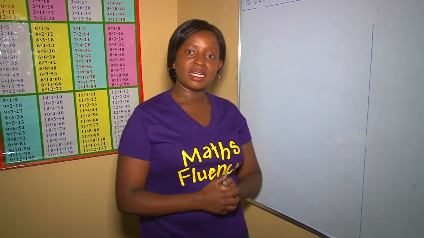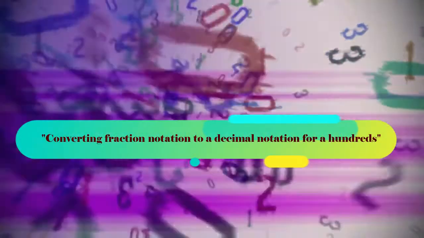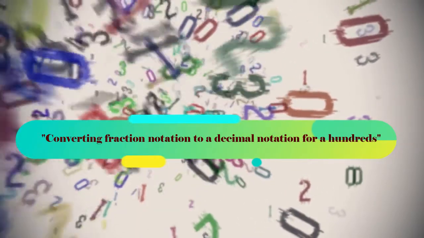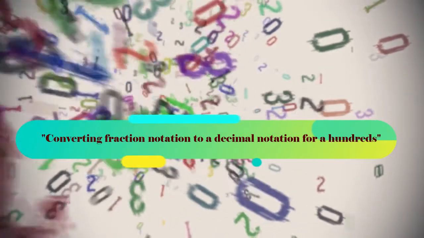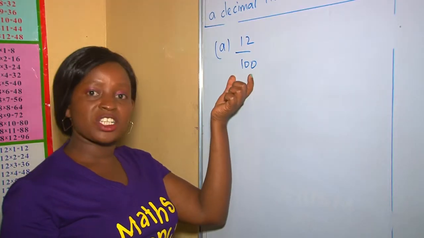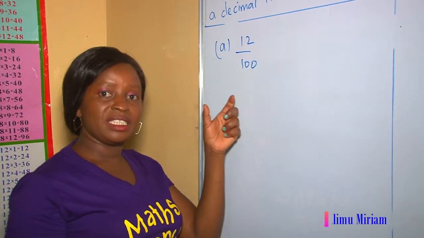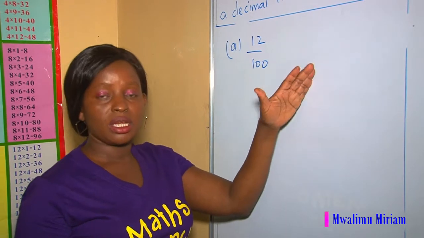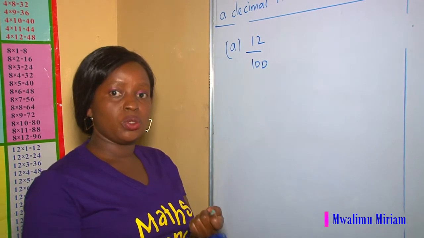Today's lesson is about converting fraction notation into the decimal notation for hundreds. Welcome. As you can see, this is a fraction notation, and to convert it into the decimal notation, there is a trick that you need to realize.